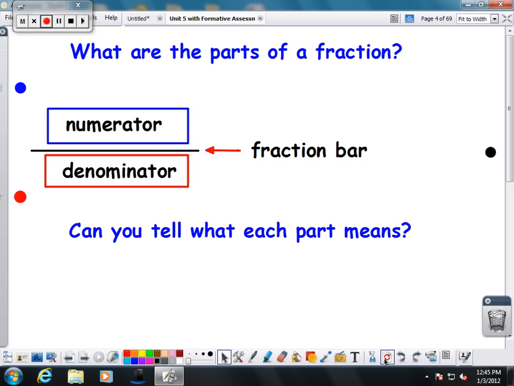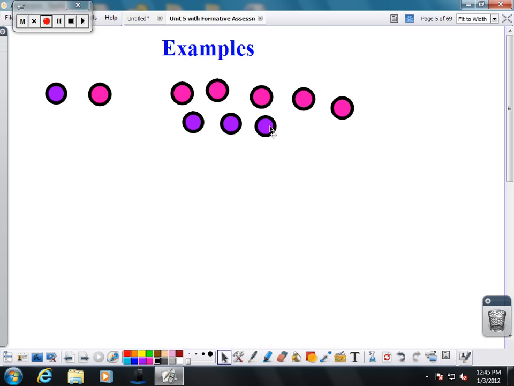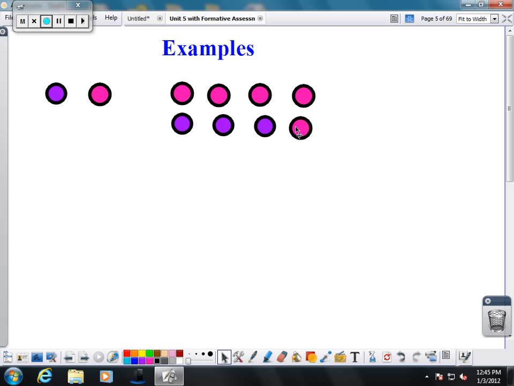Let's reset this page so I can use it again. Let's talk about some examples here very, very quickly. When we're dealing with examples about fractions, let's say I have 1, 2, 3, 4, 5, 6, 7, 8. Let's say I have 8 chips. So 8 chips is going to represent my whole.